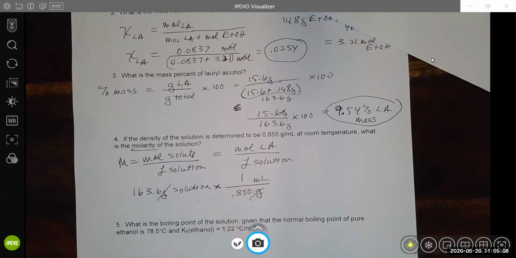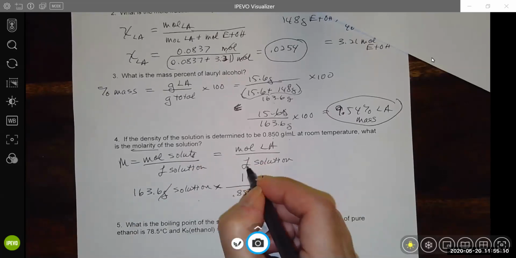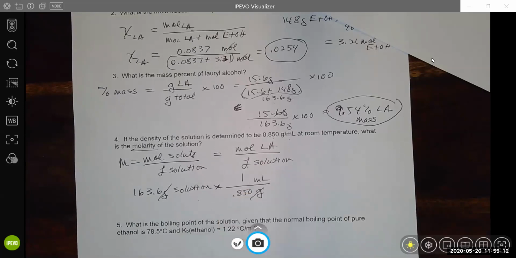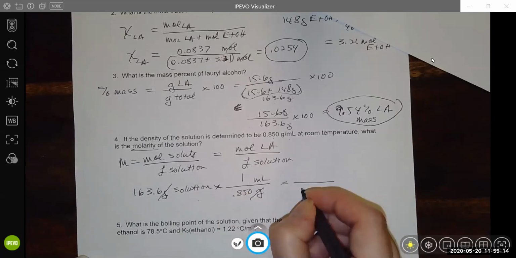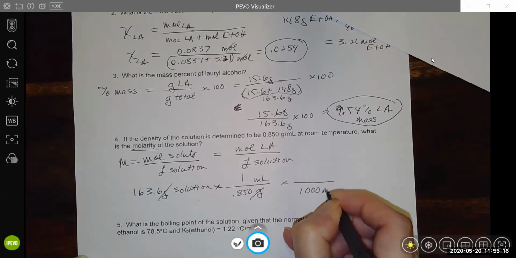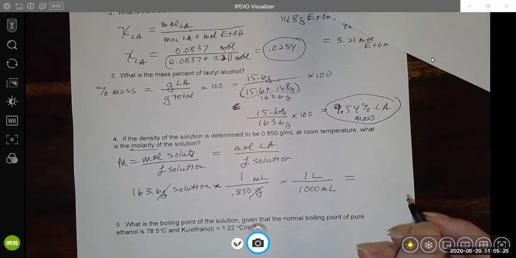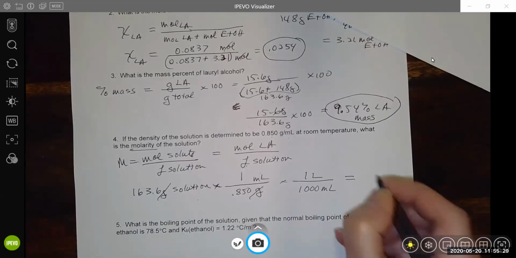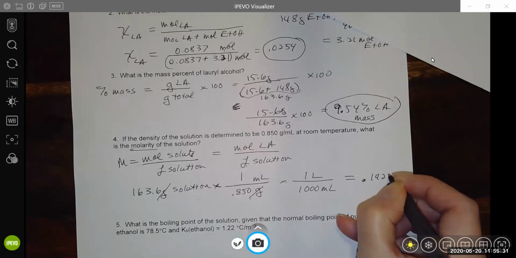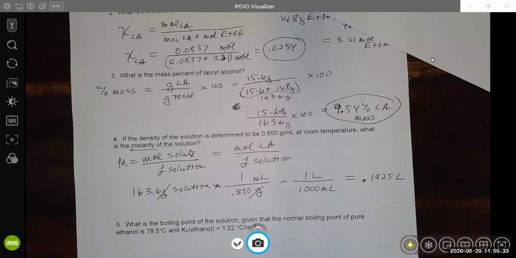Now, we also are going to want this to be in liters because that's what we need. So 1,000 milliliters is 1 liter, or I could have said 1 milliliter is 10 to the minus third liters, however you normally do that. In any case, it comes out to 0.1925 liters. Really it has only 3 sig figs though, because of this, it only has 3 sig figs.